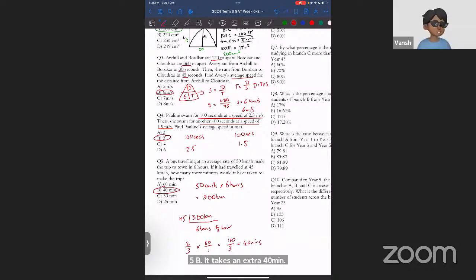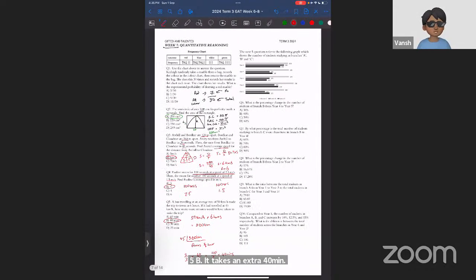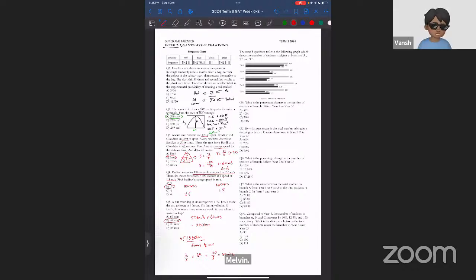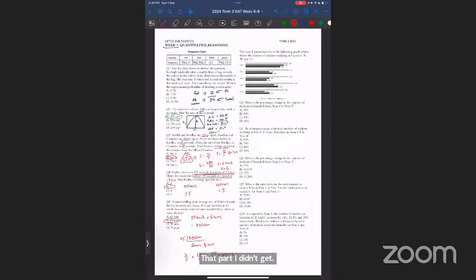Melvin. Yes, but remember in the future, you just send it in the chat, but ask your question. And by the way, I can't message in the chat. So anyways, remember when you did 300 kilometers divided by 45? That part I didn't get. Okay. As in, do you not understand why I divided by 45, or do you not understand how I got 6 hours? Yeah, both.